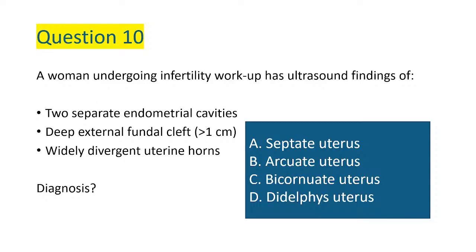So the main keywords here are 2 separate endometrial cavities, deep external fundal cleft above 1 centimeter. So there is a deep fundal cleft above 1 centimeter. So this is consistent with a bicornuate uterus. That's a bicornuate uterus.